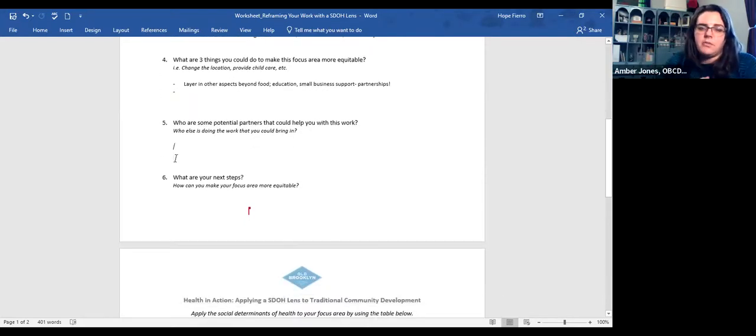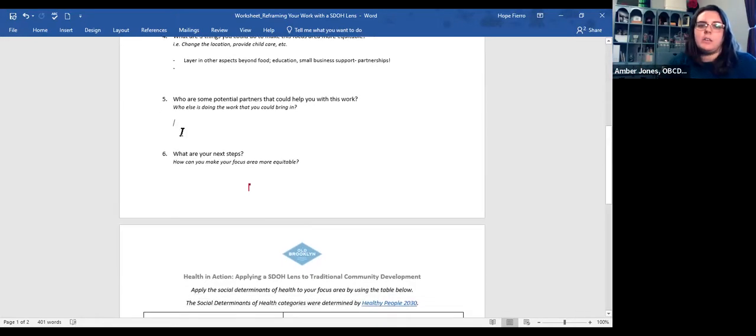And so just to kind of wrap up some of this, because I want to save some time for questions from everyone. What are the next steps? Question number 6, how can you make this focus area more equitable? What are you going to do? And so this is the part where, taking a couple of these questions, thinking about those partnerships, you would want to connect with those partners, plan out some programming.